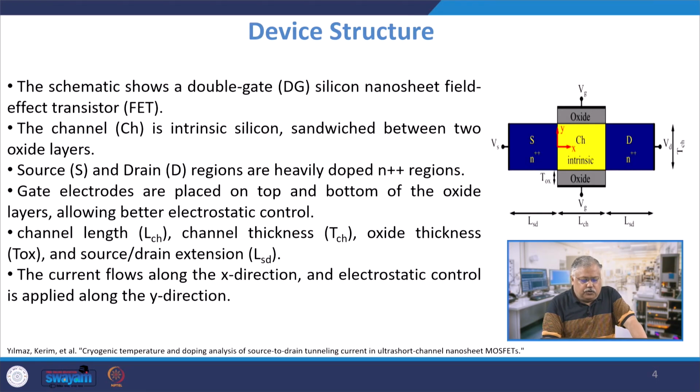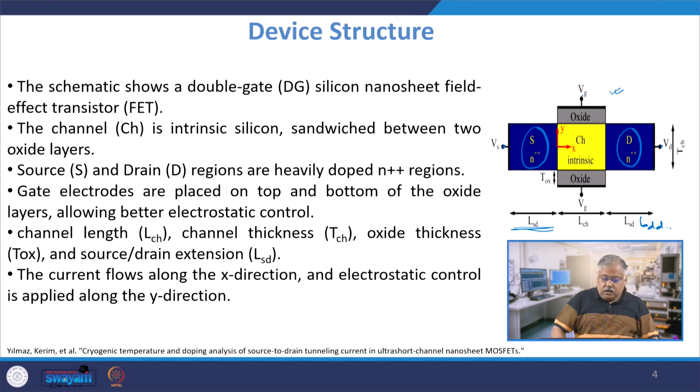So, the schematic of a double gate nanosheet field effect transistor is shown on the right hand side here. This is my N plus gate here, right, and this is my N plus drain. I have fused the top and bottom gate. This is my source contact, this is my drain contact, and these are the gate contacts available. LSD is the source region length, and the drain length is LDD, the drain dimension.